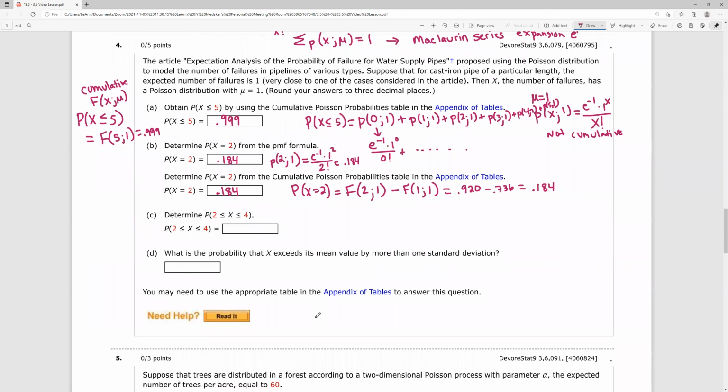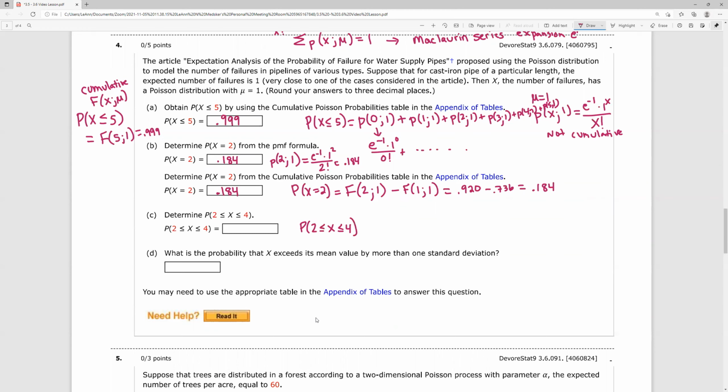Now, this is a little different. What if we want to do between two values? And again, I would want to use the accumulating table, but I mean, it's not that bad. I could do equal to 2, equal to 3, equal to 4, and use my PMF actual formula for that. But if I've got the table handy, I would use the table. So we're doing 2 less than or equal to x less than or equal to 4.